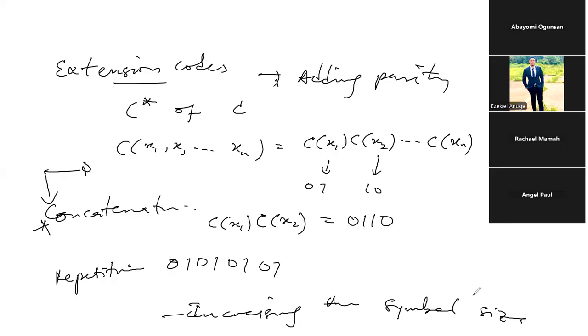Now, another interesting code is the uniquely decodable code. It means that not all codes are uniquely decodable. So when we are compressing, we have to ensure that the codes are uniquely decodable.